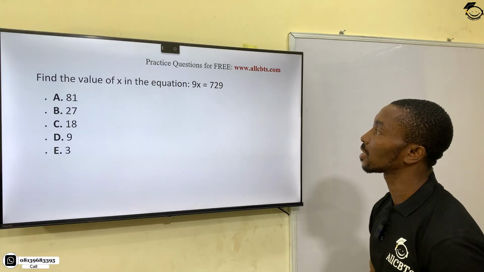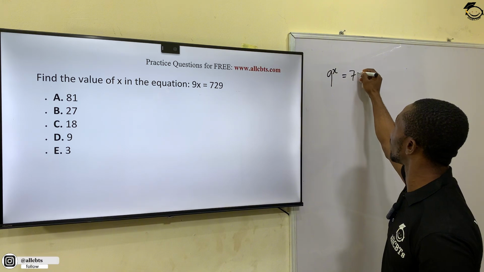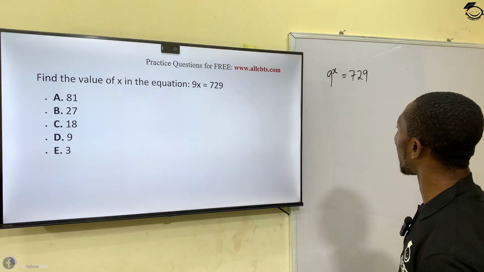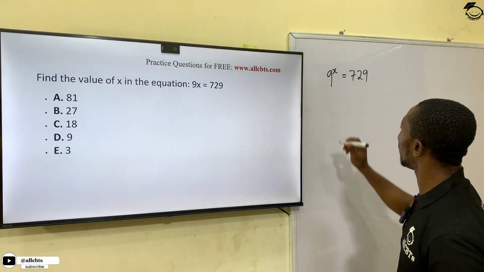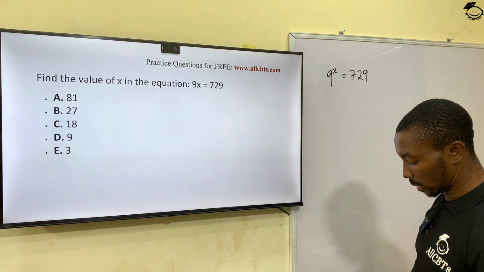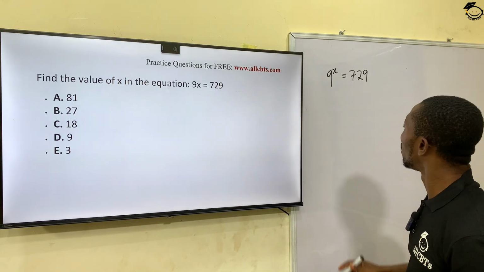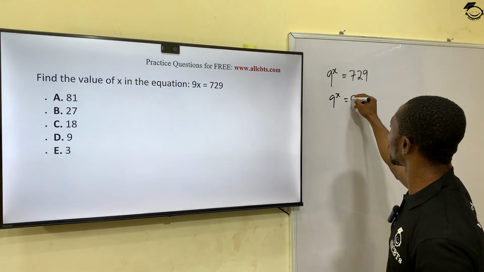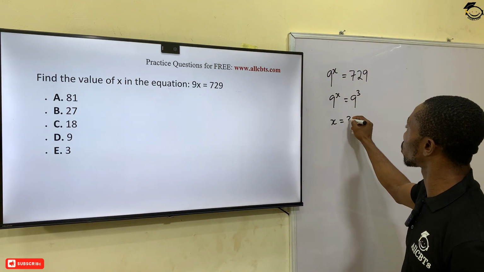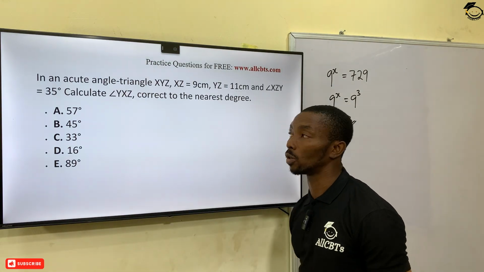Find the value of x in the equation. Now our question says 9 raised to power x equals 729. Having it as 9 raised to power x equals 729, we have to break 729 into powers of 9. So 729 will be 9 times 9 times 9. That will give us 9 raised to power x equals 9 raised to power 3. Now, equating our bases, x equals 3. So the value of x would be 3, which is option E.